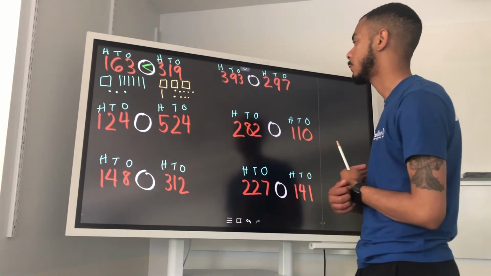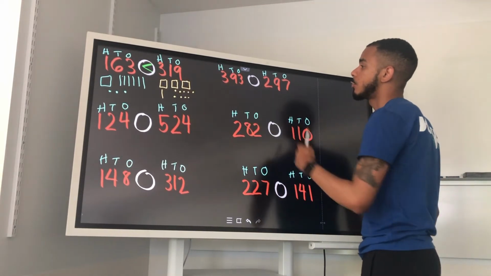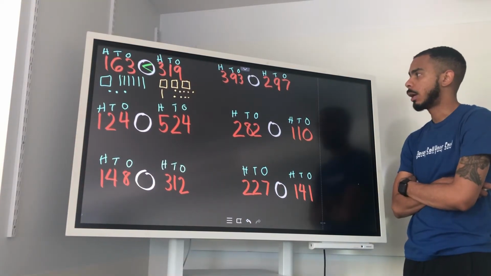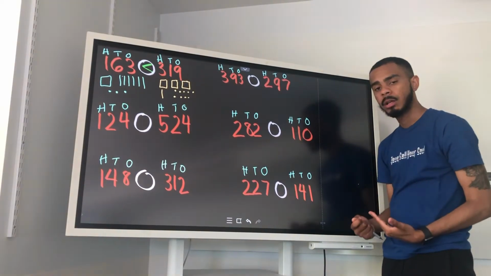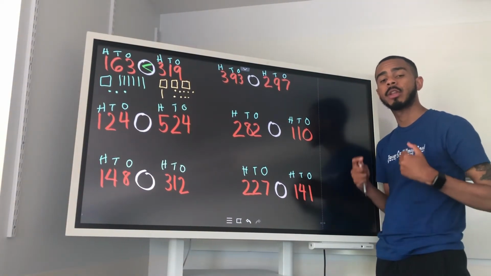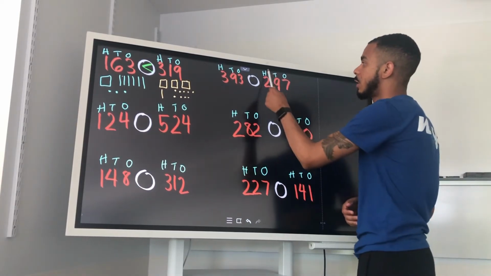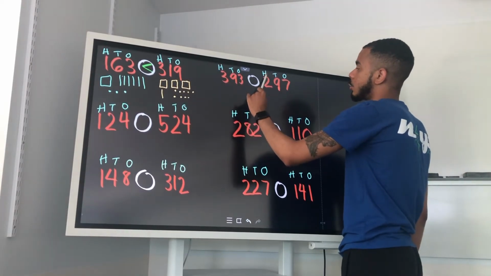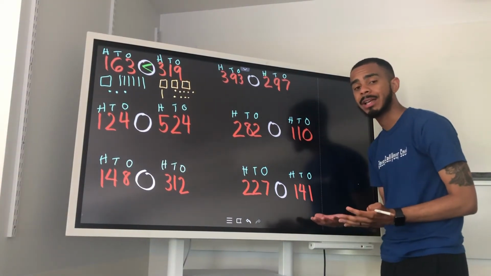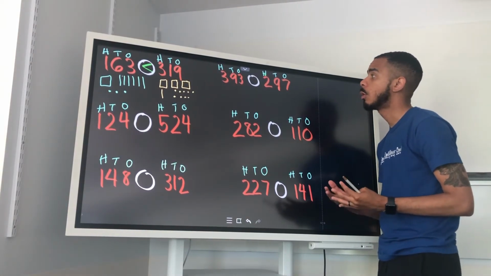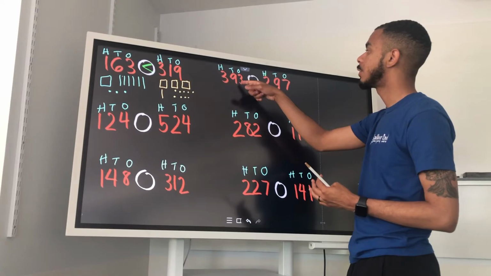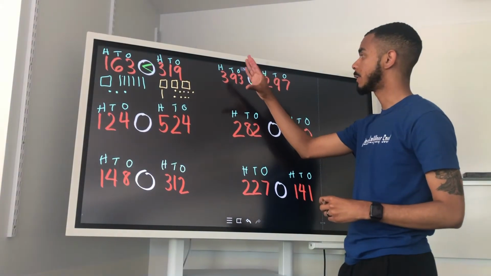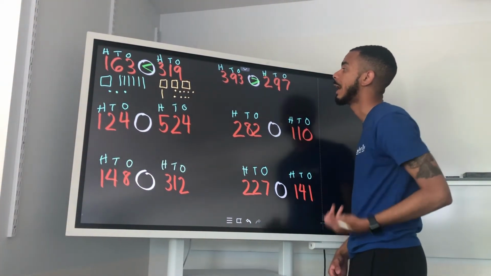Okay, let's move on to the next one. So we have 393 is blank 297. So again, we look at the hundreds place. Why? Because we start with the largest place value, which is the hundreds place, and then we compare. There's a 3 in the hundreds place here, there's a 2 in the hundreds place here. What number has more value? 3. So that means that 393 is greater than, right? The mouth is eating the bigger number, 297.